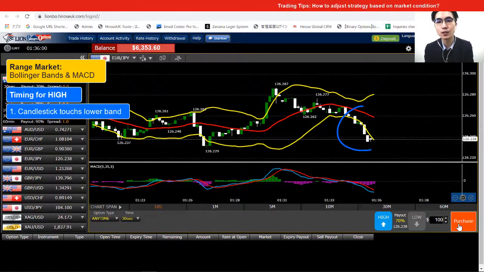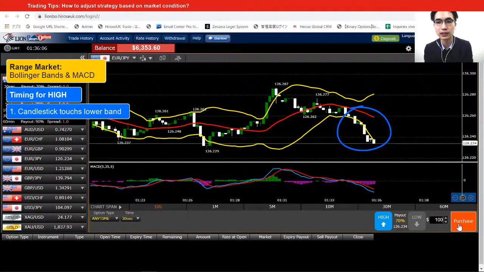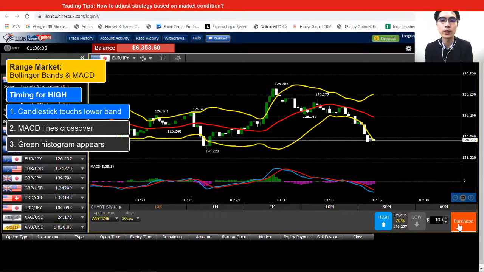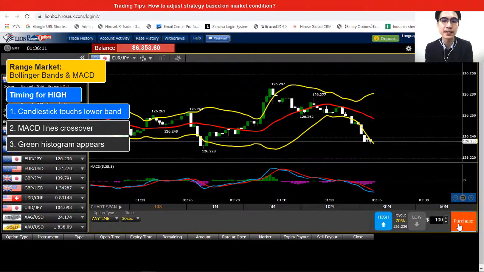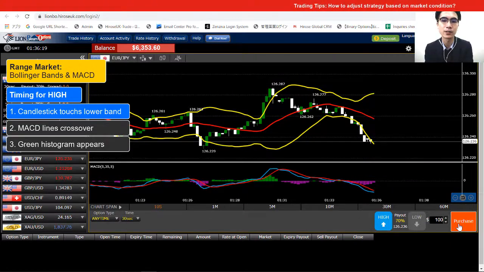So well, now the candlestick is touching the lower band, and then all I'm waiting for here is for the MACD to cross over, and then this give me a green histogram, and then if that happens, I will open my trade.